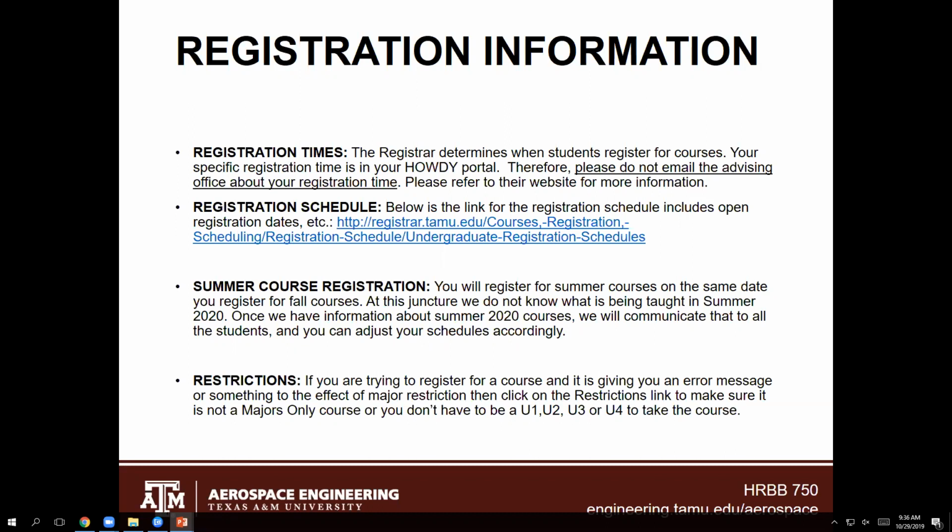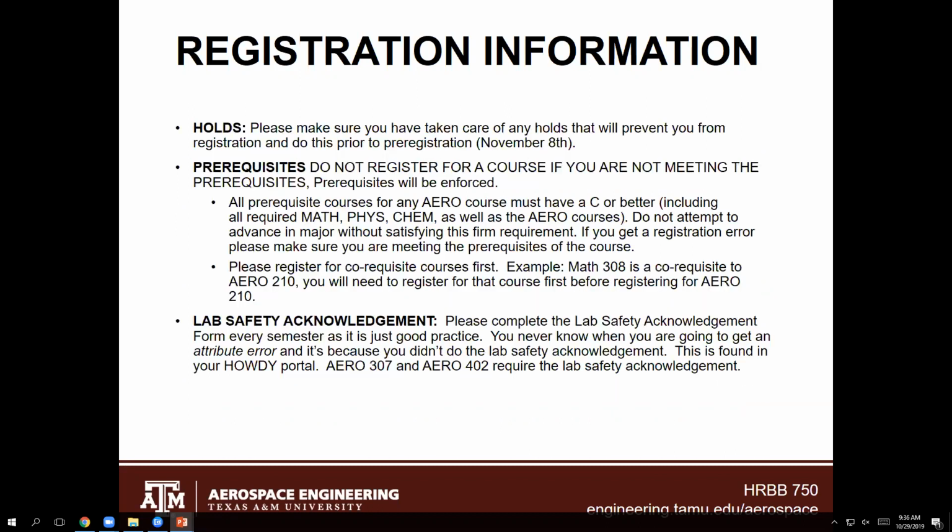For engineering 482, you have to be a junior. So if you're a sophomore trying to register for engineering 482, it shouldn't let you, okay? So make sure you look at your restrictions. And the restrictions also include prereqs, so make sure you're meeting the prereqs.